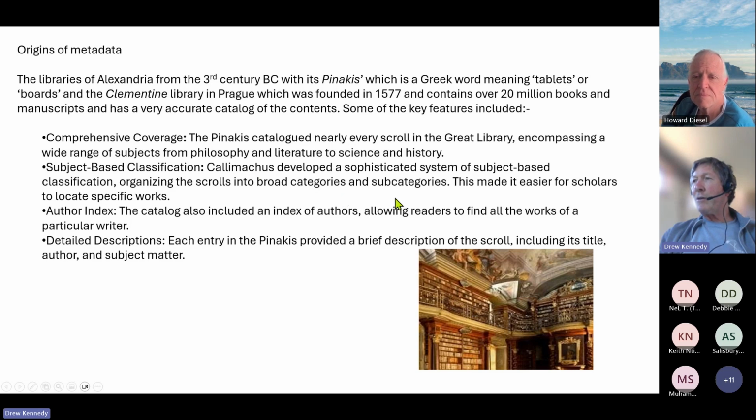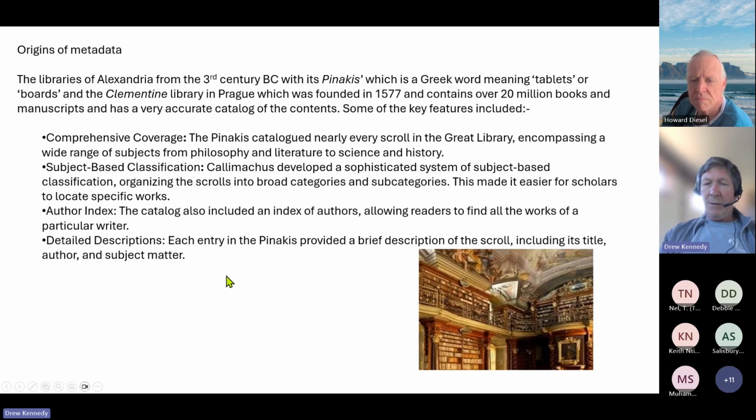The scrolls were sorted into categories, making it easier to find things, with an index of authors. Every one had a description of the scrolls. And what is amazing is that these libraries and the Pinakes lasted through to about the 3rd or 4th century AD before those libraries were destroyed, unfortunately. So yes, metadata is not new. It's been around the block many, many times.